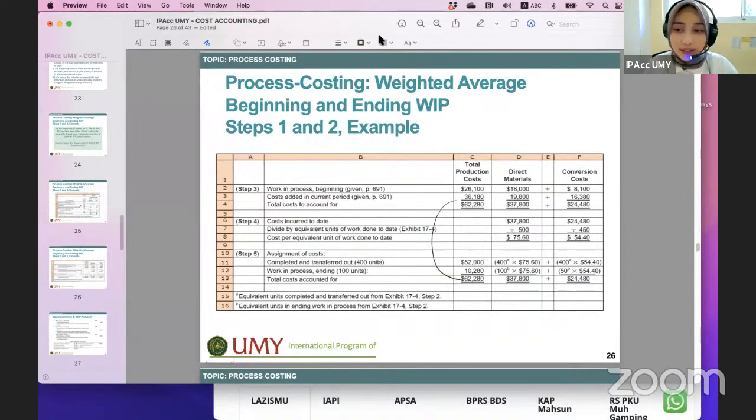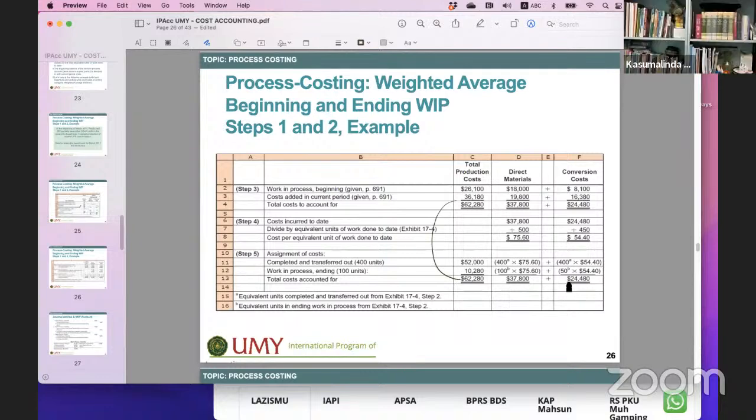Okay. I think, yeah, Rahmi. Yes. Yeah. I just want to make sure. So the completion rate is based on how much product is done. The percentage of completion. Do you mean that?